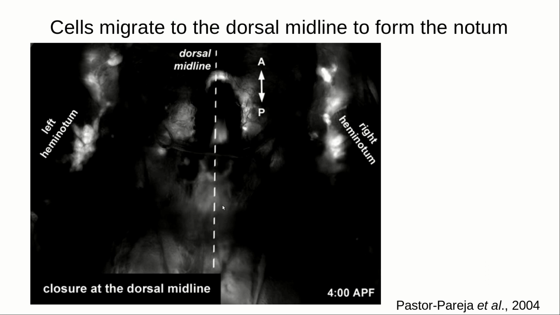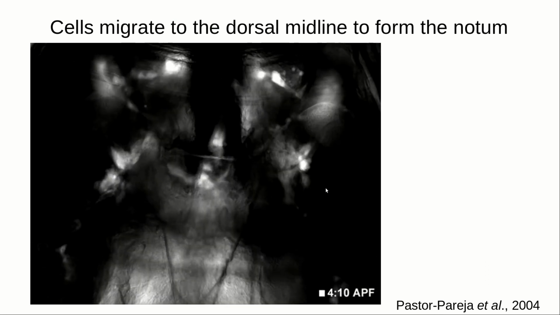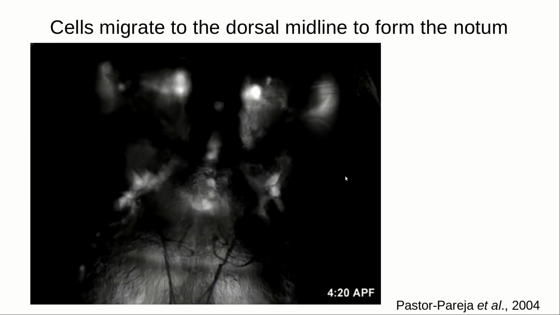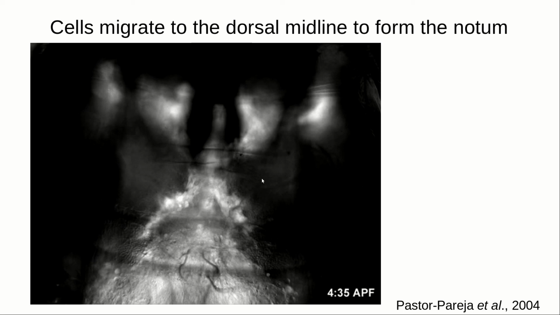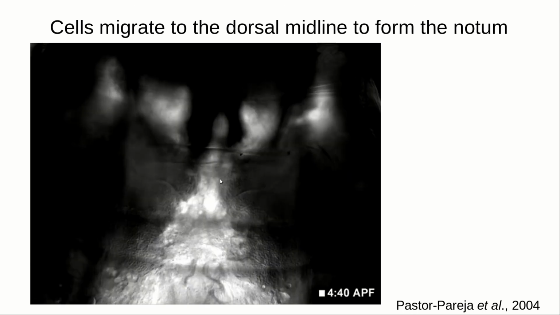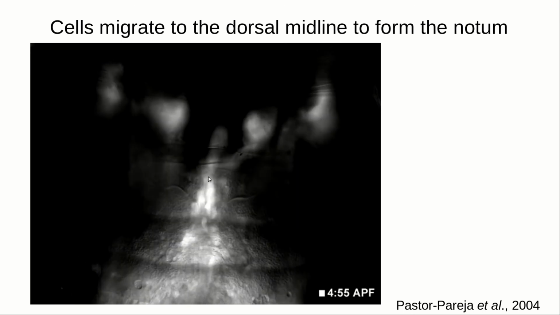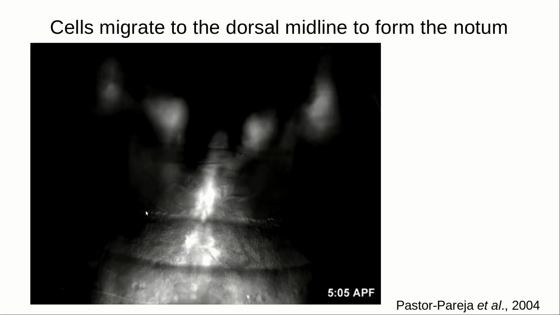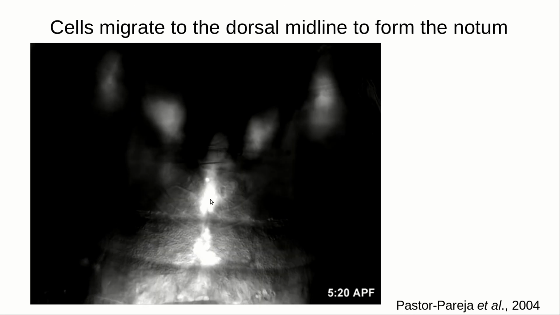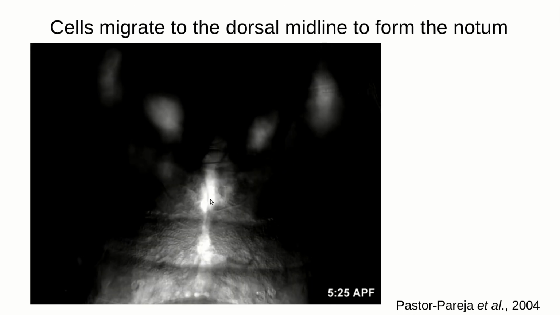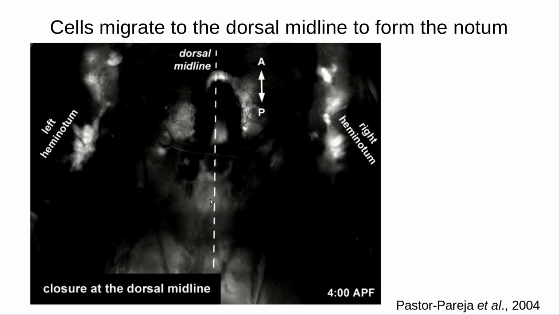And finally, in this video, it is shown how the cells of the notum, which are the ones that emerge first, migrate to the dorsal midline and get in touch with the contralateral cells of the notum. So they form the external part of the thorax.